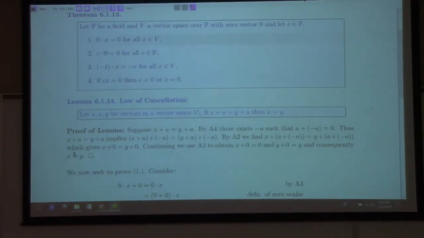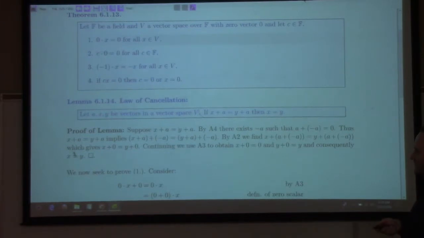All right, so the law of cancellation. I want to just go through with you guys and talk about how we prove something so basic. All right. So we have A, X and Y vectors in a vector space V, right? What does that mean? That means we're entitled to the list of the 10 axioms, right? That's all we have to work with. And here's the statement. If X plus A is equal to Y plus A, then X is equal to Y.